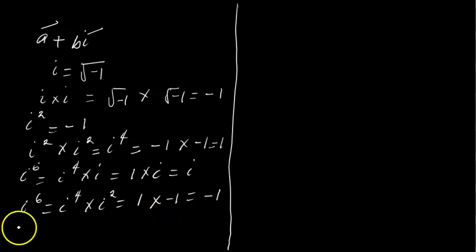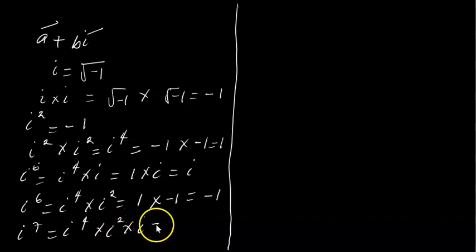Now if I ask you to give me an expression for i to the power 7, this will be i to the power 4 times i to the power 2 times i. You observe that i to the power 4 is 1, i to the power 2 is minus 1, so this is 1 times minus 1 times i. This is the same thing as minus i.